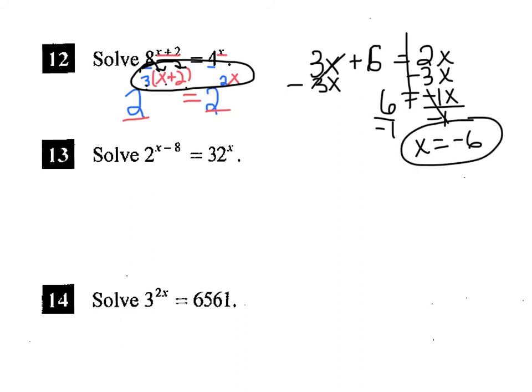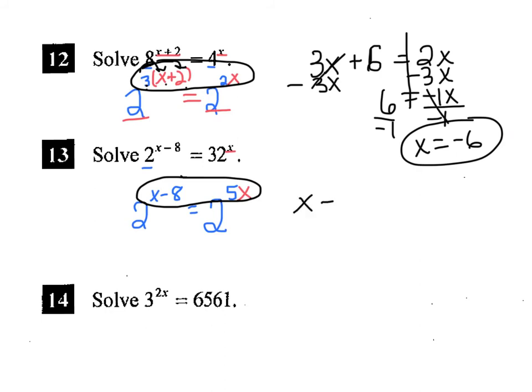The same plan we'll use for number 13. 2 looks good. 2 to the x minus 8. I'm going to leave it. We need to rewrite the 32 using a base 2. It turns out 2 caret 5 is 32. But don't forget, you have that little x next to it. And so now we're going to set those exponents equal.